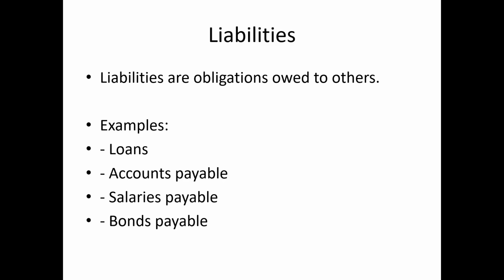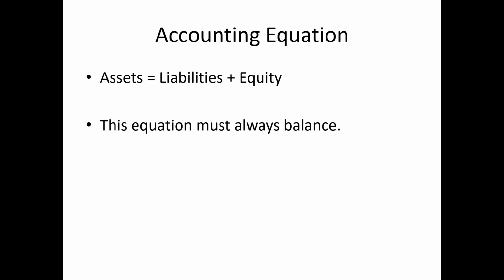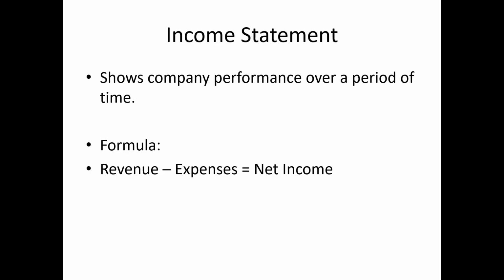And liabilities are the obligations that are owed to others. For example, loans, accounts payable, salaries payable, and bonds payable. Equity represents the owner's claim on the business. Example, common stock and retained earnings. It has a simple accounting equation: assets equal liabilities plus equity. This equation must always balance.